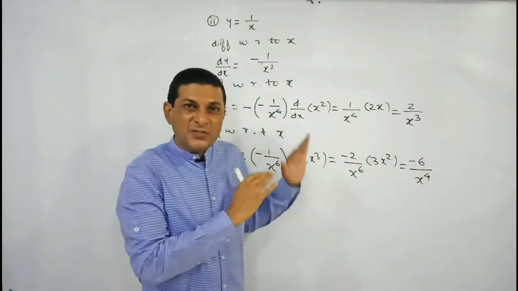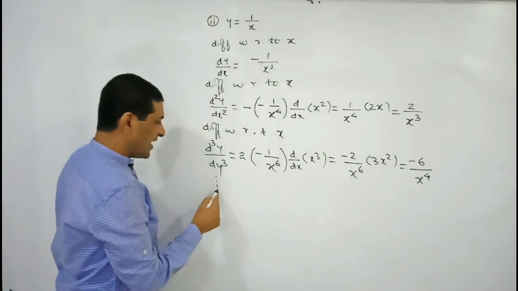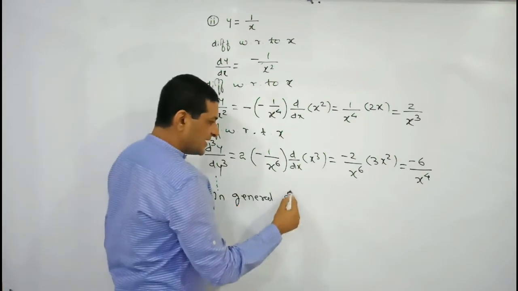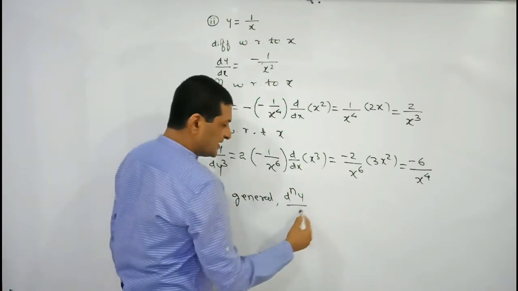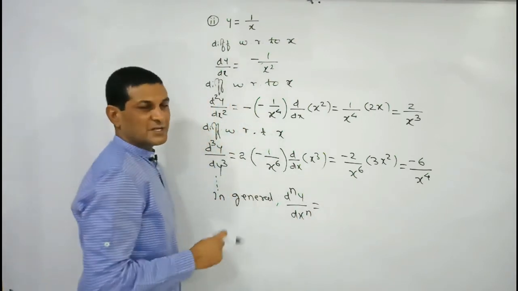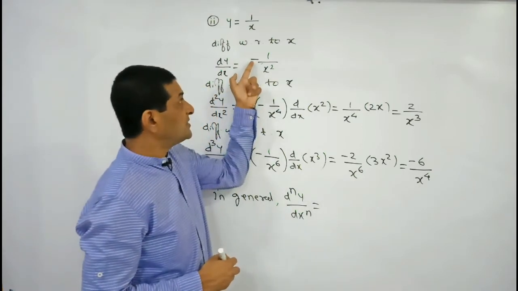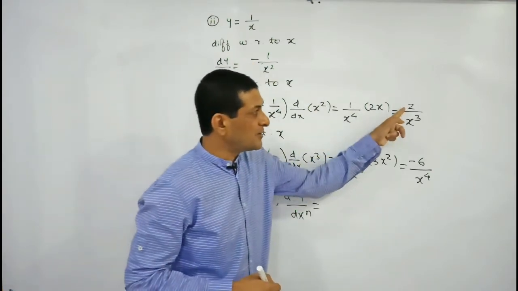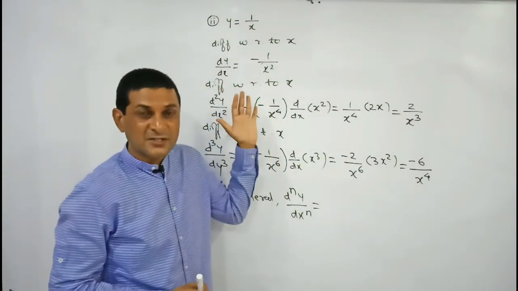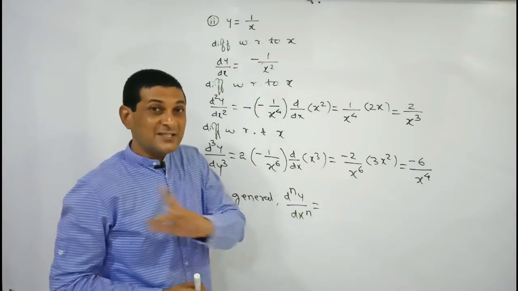Now observing this first order, second order and third order derivative, we have to find out the value of nth order derivative. So we can say that in general the value of nth order derivative d^n y upon dx raised to power n will be equals to, let us check what result we are getting here. Observe it very carefully. In case of first order derivative, minus is there. In case of second order, plus is there. In case of third order, minus is there. Means in first case minus, in second case plus, in third order derivative minus, means signs are going on changing.